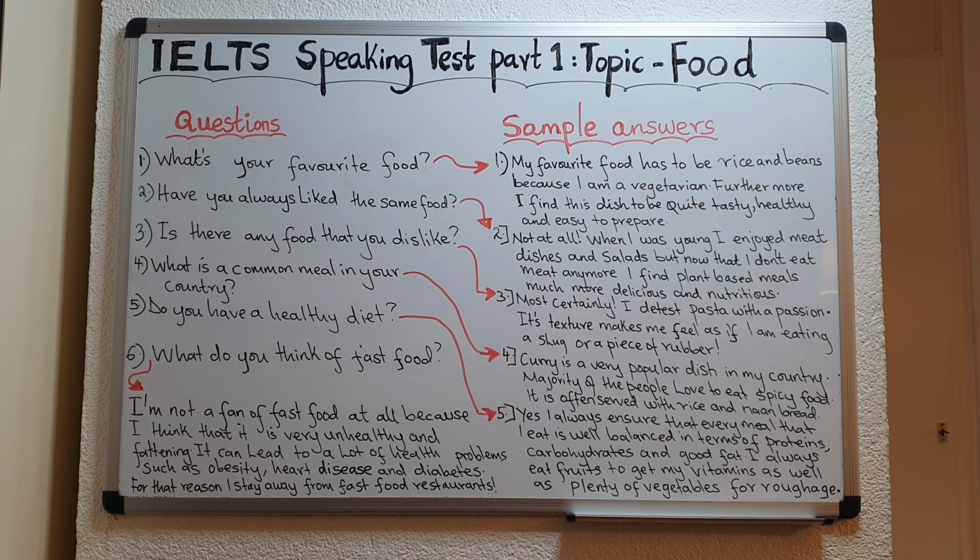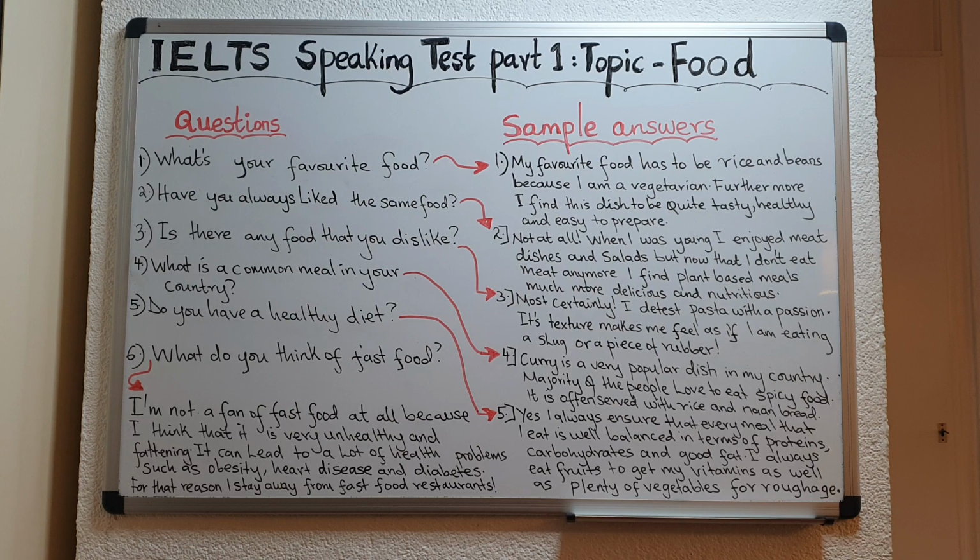Tip number 2, ensure that you use a variety of sentence structures. Ensure that you use simple, compound, and complex sentences. You notice that in my answers, I have used a number of them. In every one of my answers, I have used at least 2 types of sentence structures. In some of the answers, I've used all 3 of them straight away. Like in the first question, I have used a compound sentence. My favorite food has to be rice and beans because I'm a vegetarian, okay?